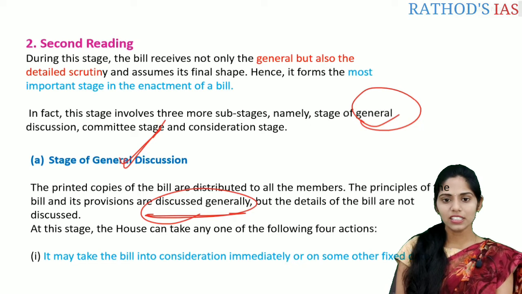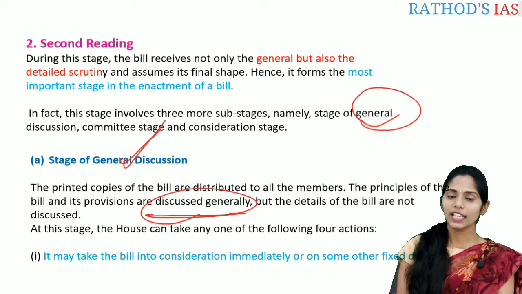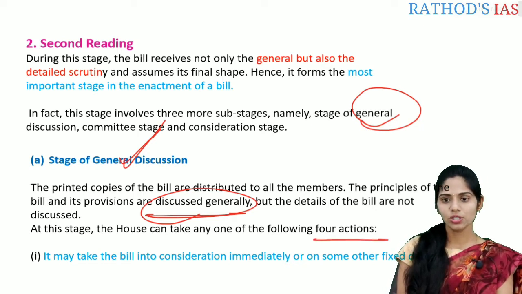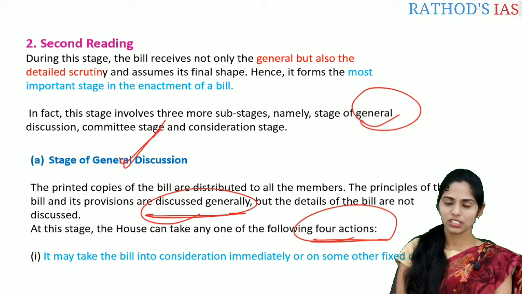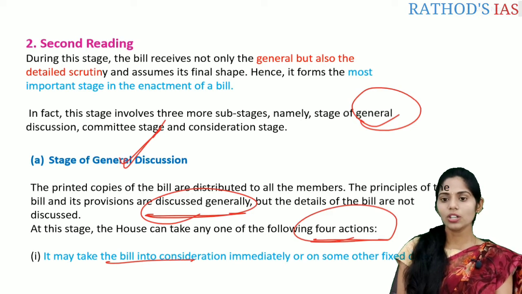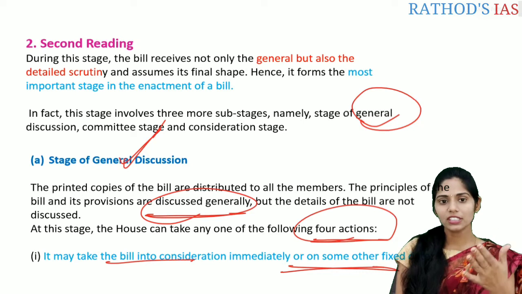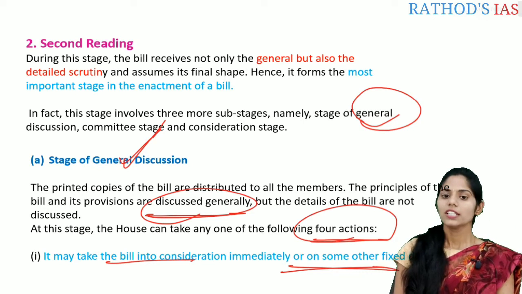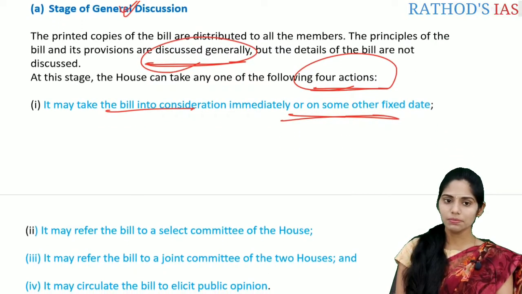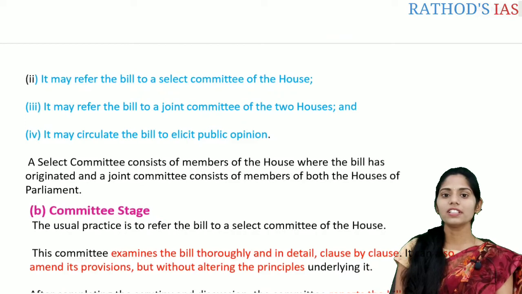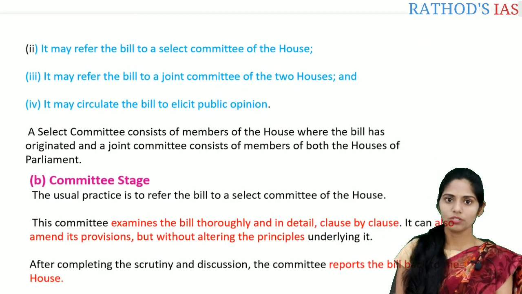And if you see, at this stage the House can take any one of the 4 actions. So let us see what the 4 actions are. The first one is, it may take the bill into consideration immediately or on some other fixed date. So after the printed copies are given to all the members of Parliament, they will go for some other fixed date to discuss this bill. Or it may refer this bill to the select committee of the House.